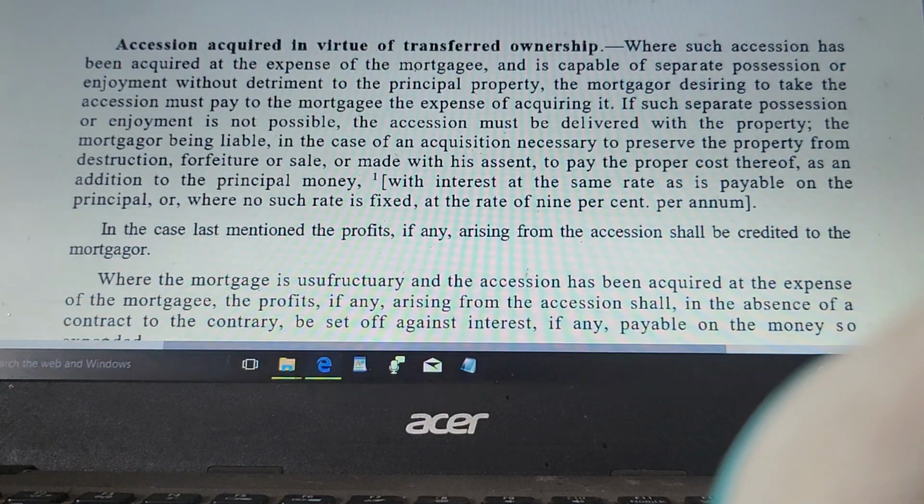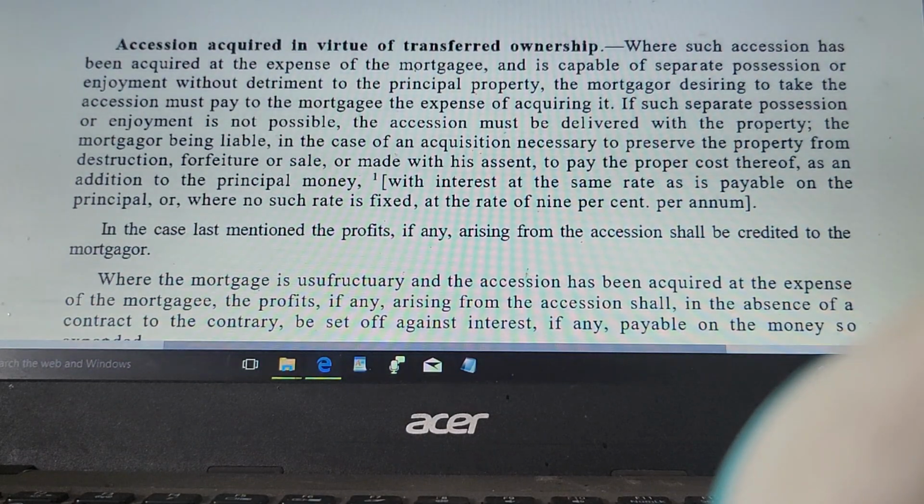The accession acquired in virtue of transferred ownership, where such accession has been acquired at the expense of the mortgagee and is capable of separate possession or enjoyment without detriment to the principal property, the mortgagor desiring to take the accession must pay to the mortgagee the expense of acquiring it.